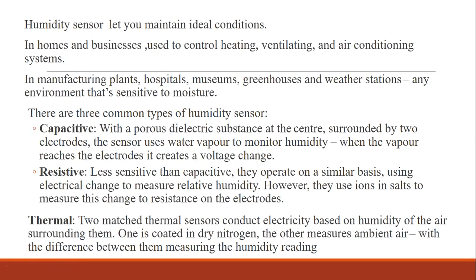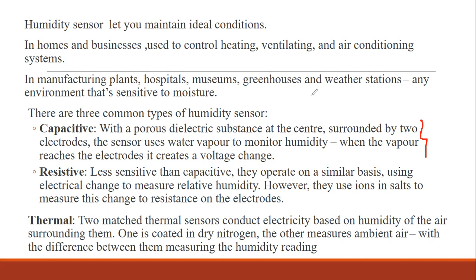Basically, there are three common types of humidity sensor: capacitive, resistive, and thermal. What is capacitive? It has a porous dielectric substance at the center, surrounded by two electrodes. The sensor uses water vapor to monitor humidity. When the vapor reaches the electrode, it creates a voltage change. So what does it mean? It means a change in the humidity.